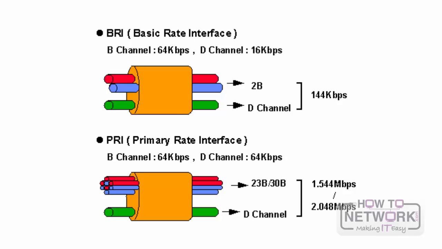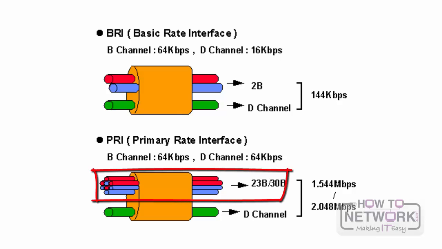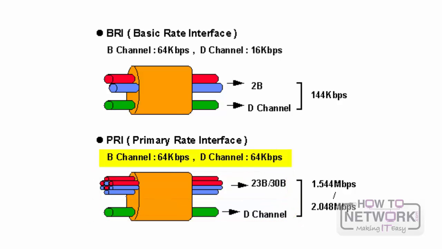ISDN PRI has 23 B channels and 1 D channel in the United States and Japan. The bearer channels and the delta channel all support 64 kilobits per second, including overhead. The total PRI bandwidth is 1.544 megabits per second. In other parts of the world, like Europe and Australia, the PRI connection is 30 B channels and 1 D channel, and therefore you have more bandwidth as well.